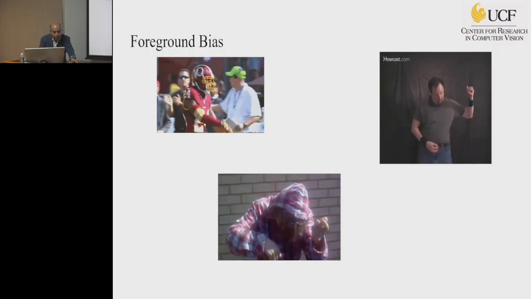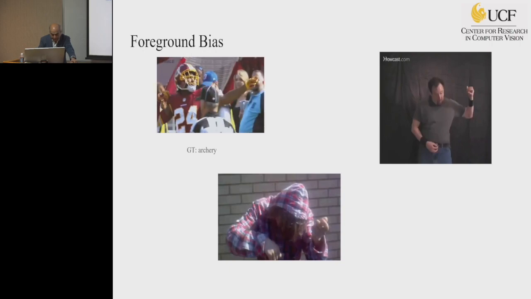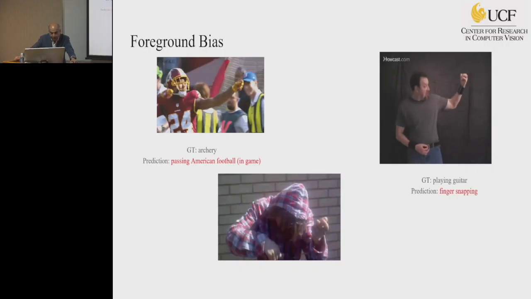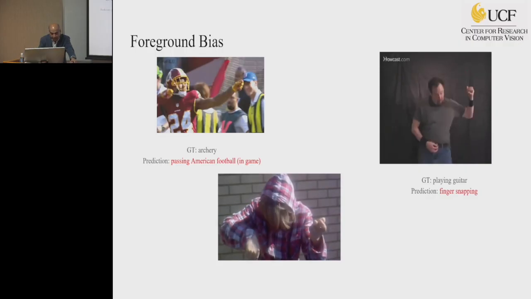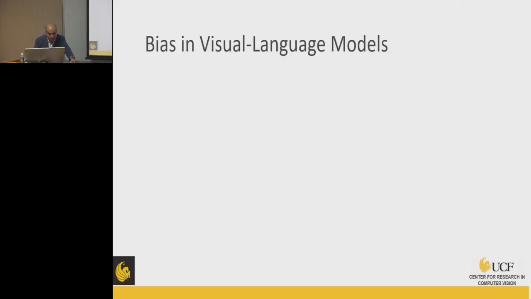Now here look at the foreground bias. Here, the ground truth is archery, but when you give it to the system, it will say passing American football. And this is the ground truth playing guitar, but the prediction is finger point. And then this ground truth is playing violin, but the prediction is actually eating spaghetti. So these are pretty important issues. We want to solve this problem.